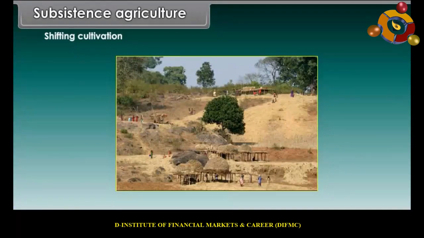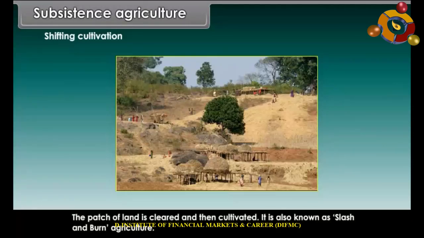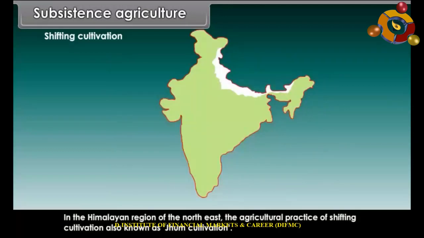Shifting cultivation. This type of farming is practiced by cutting a patch of forest or by burning bushes, etc. The patch of land is cleared and then cultivated. It is also known as slash and burn agriculture. Within India, shifting agriculture or jhum is practiced in the hill tracts of eastern and northeastern India. In the Himalayan region of the northeast, the agricultural practice of shifting cultivation is also known as jhum cultivation.